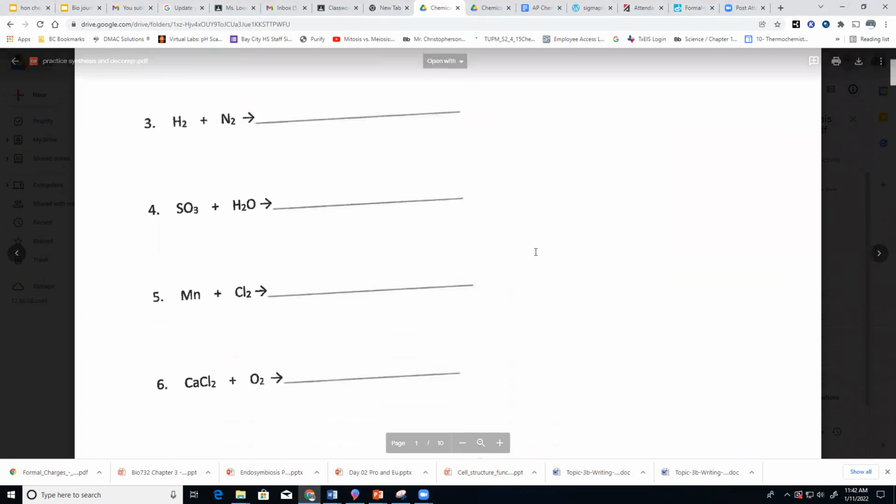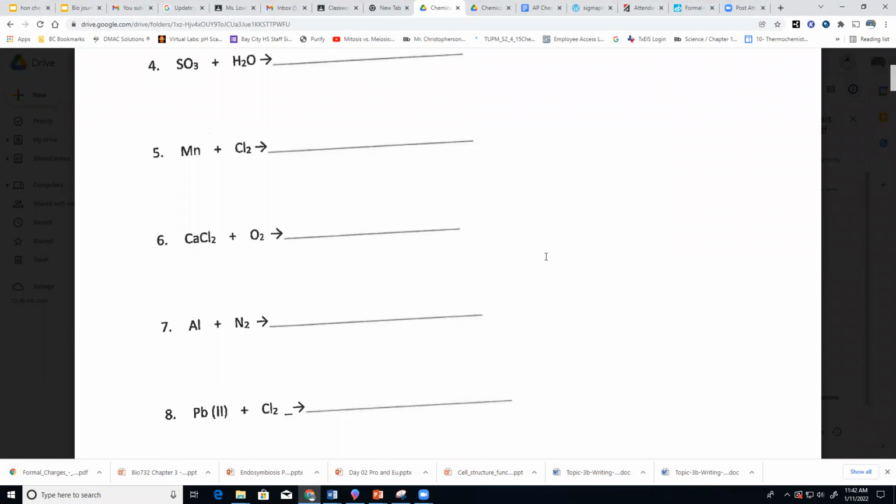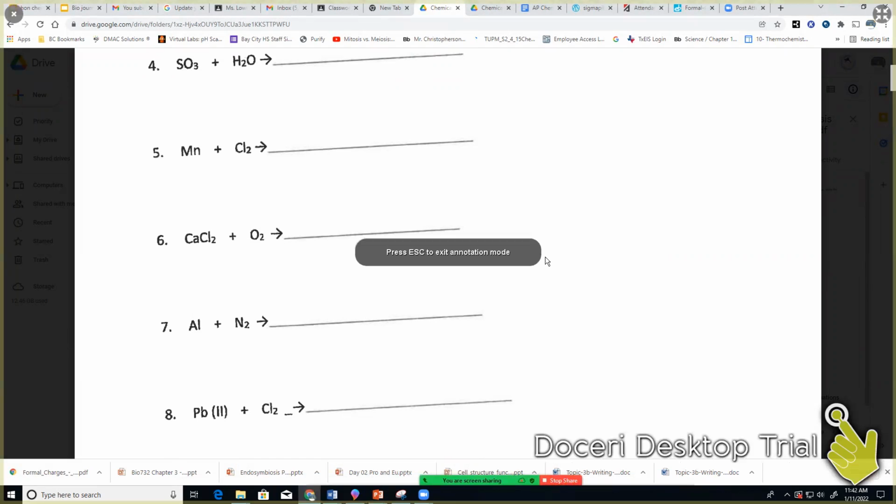All right, let us look at number 4. Skip down to number 4. On number 4, I have sulfur trioxide plus water. I'm going to look at all my different little rules and see what it's going to make. That would also be considered a non-metal oxide plus water. So what is that going to yield? Yes, it's going to yield an oxy acid. You have to go all the way down to number 7.